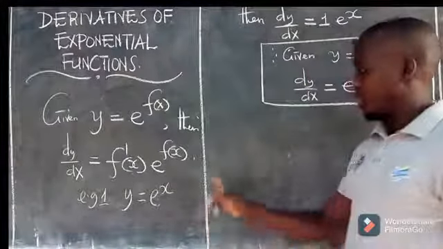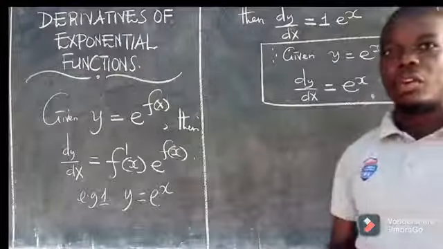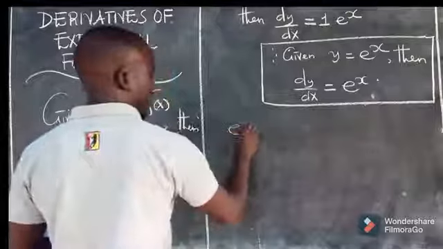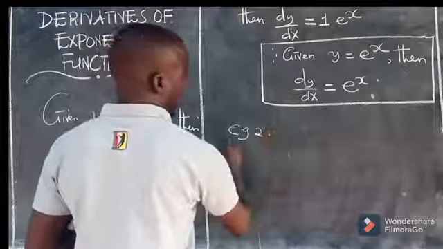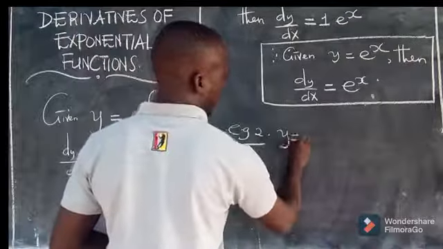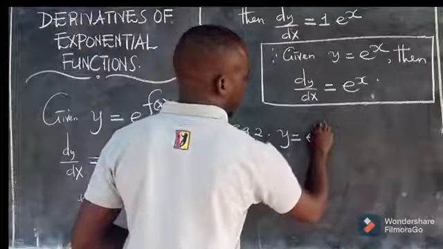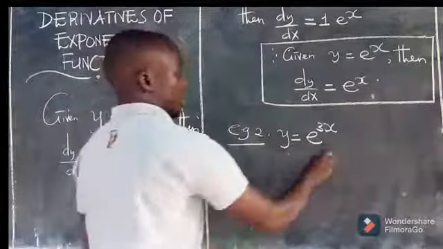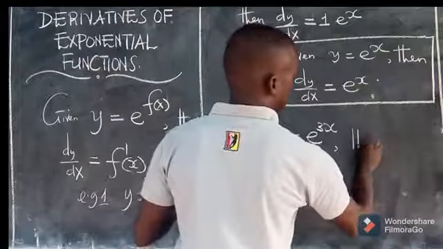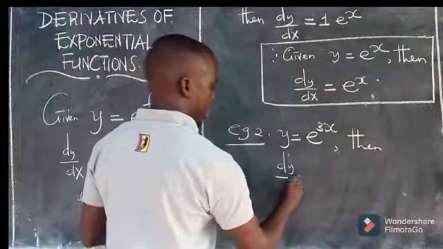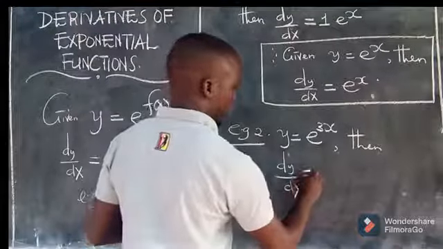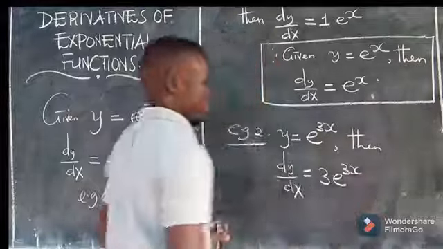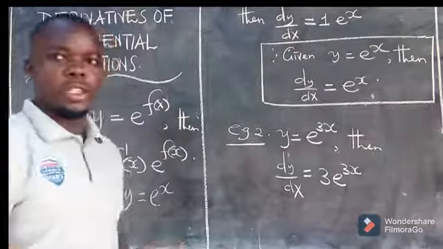So that is where we can begin applying the basics from. Now, what if we had another example? For example, we are given y is equal to exponential 3x. What do you think dy dx will be? Automatically, we can say that dy dx is going to be 3 exponential 3x.